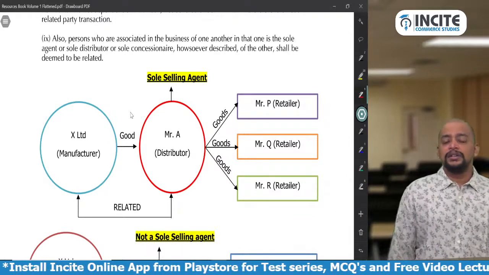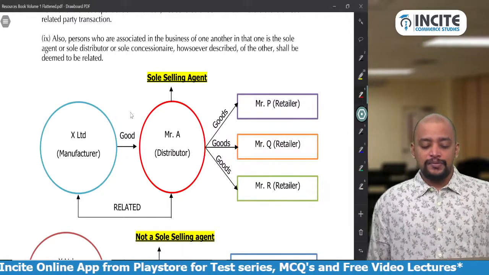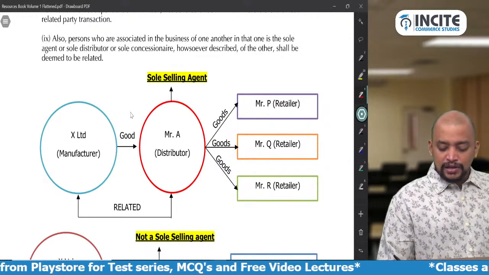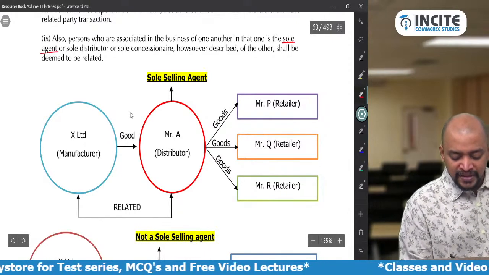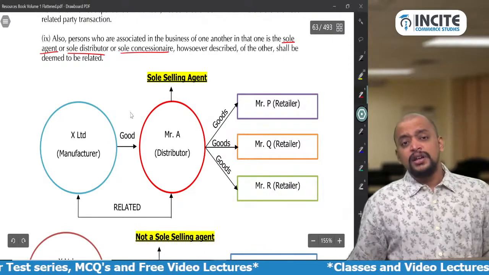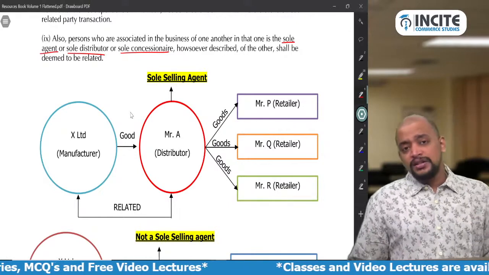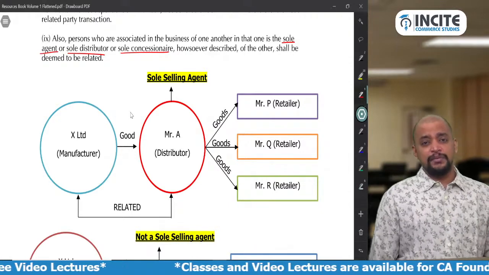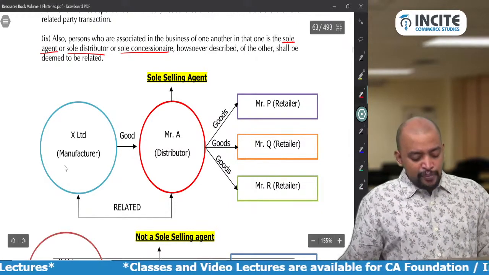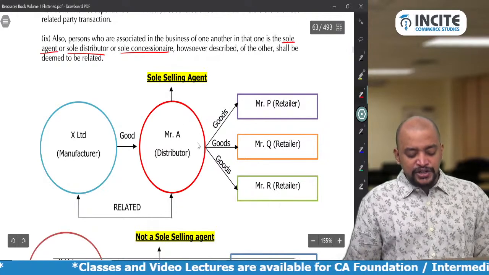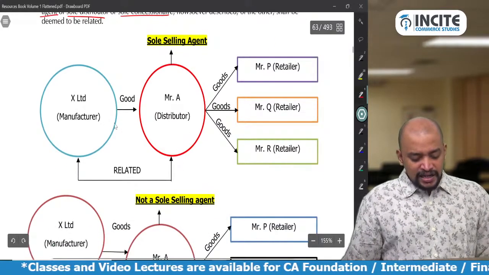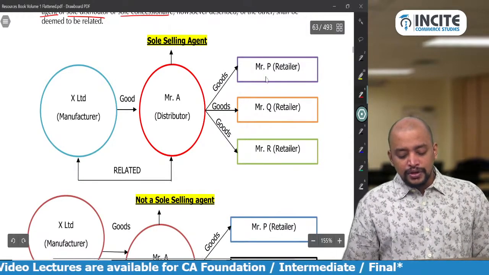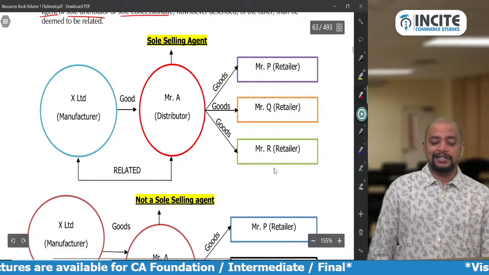So what does it mean? Sir, sole selling agent or sole distributor or sole concessionaire is always deemed to be related. So what does it mean? It means that, say, X Limited is a manufacturer and he appointed Mr. A as a distributor. Now Mr. A, he is sending goods and Mr. A sells the goods to various retailers, PQR retailers he will sell.